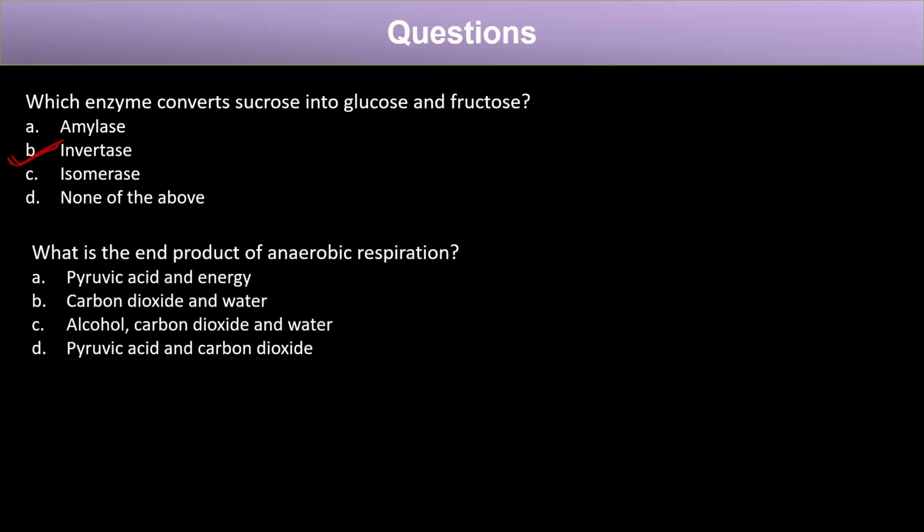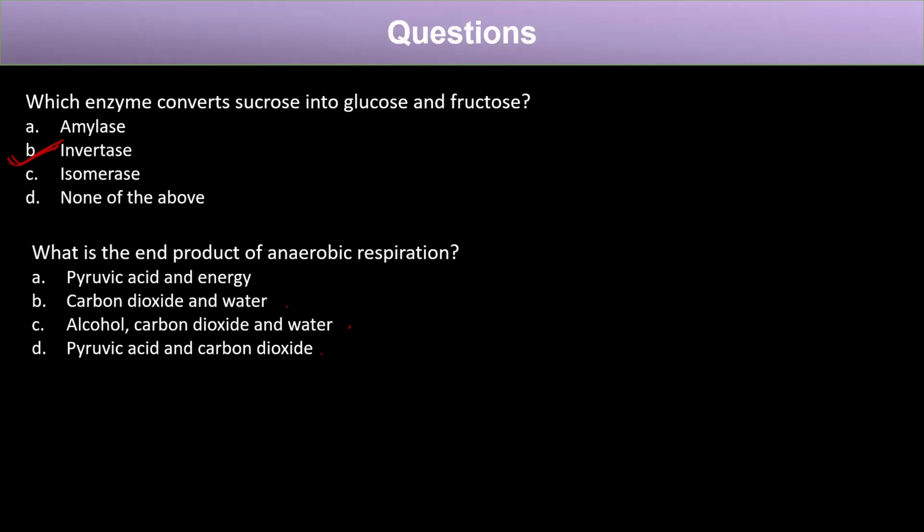Now the second question is, what is the end product of anaerobic respiration? In anaerobic respiration, we have seen it does not involve oxygen. It has 2 or 3 steps based on its type. But what are the products that are formed? It will lead to the formation of carbon dioxide. So see where the carbon dioxide is. Here is carbon dioxide, here is carbon dioxide, and here is carbon dioxide.